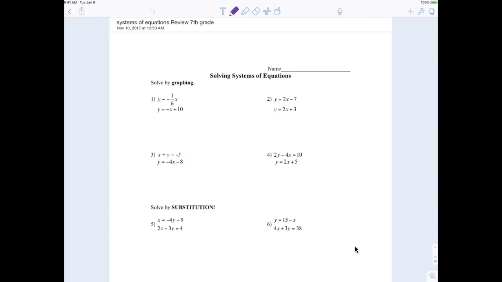Now everybody do that on your calculator. Under y1, type in negative 1/6 x. Under y2, type in negative x plus 10. And then remember, your plotting points should be off.